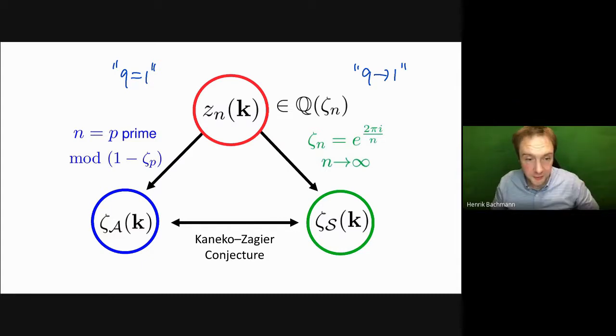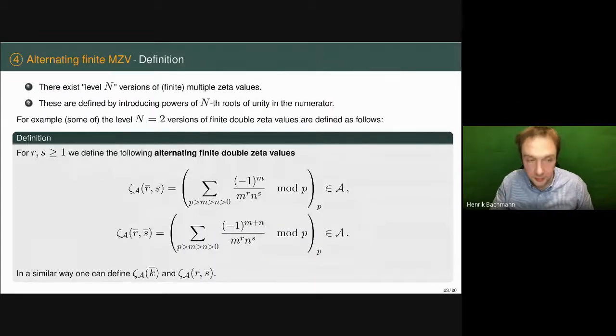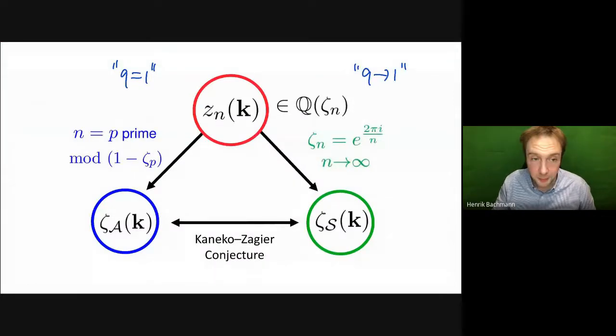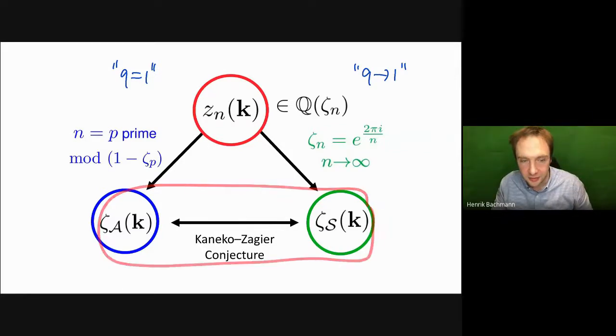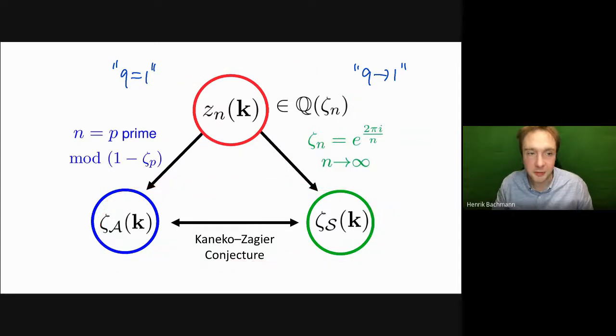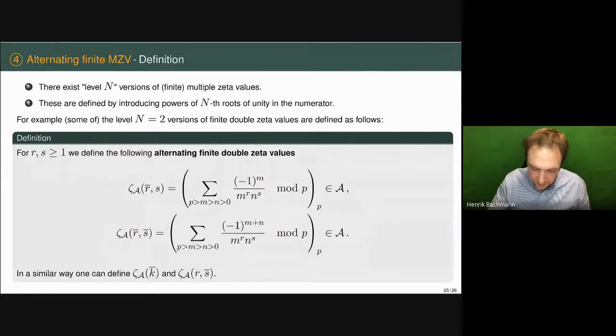Okay, so at the last part, this was the main thing I wanted to tell: an introduction to finite multiple zeta values and this surprising conjecture, but also this nice interpretation using these multiple harmonic q-series. And for the last part, I just want to mention a work in progress.